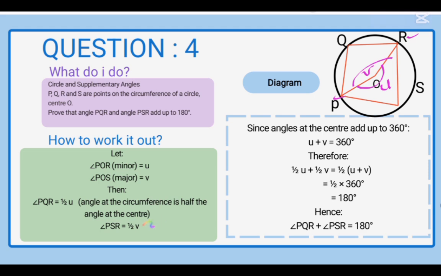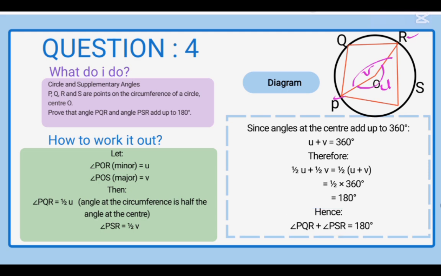Okay, so we can establish this one. That means angle PQR and angle PSR is equal to half V plus half U. So this is it here. We add them together, half U plus half V. Therefore it is equal to half of 360 degrees, because we know that U plus V is what? 360 degrees. So half of 360 degrees is equal to 180 degrees. Therefore, PQR plus PSR is 180.